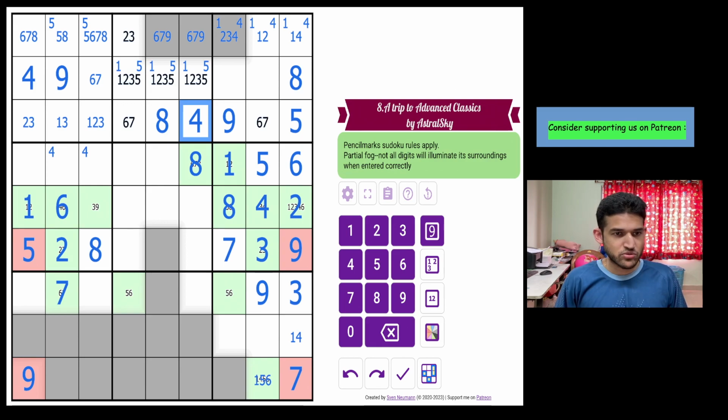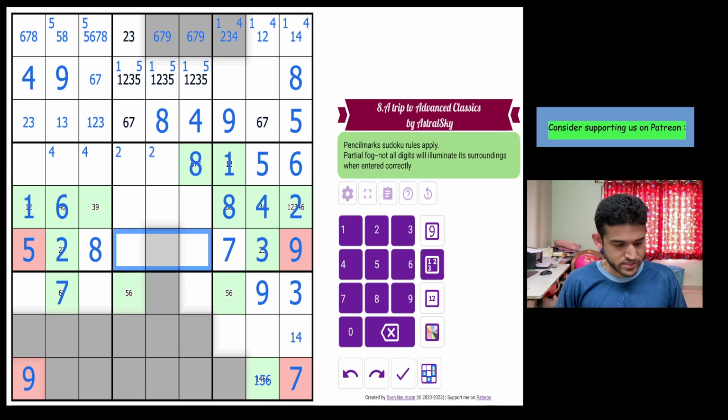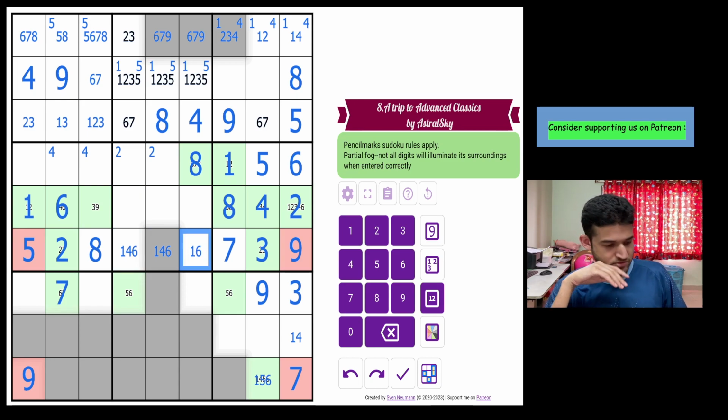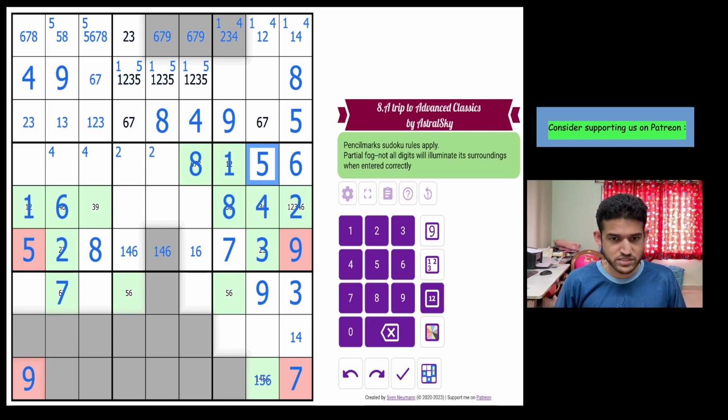What next? 2 in row 4 has to be in one of these two cells. All right. And these 3 cells are now 1, 4, and 6. This cannot be a 4. It's 1 and 6. So let me just quickly take a look at the time. Yeah, 17 minutes. 5 is here, so that's not 5. That's 1, 4, 6. That's actually 1 and 6.